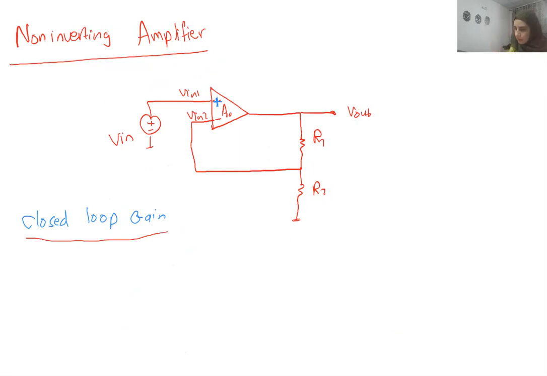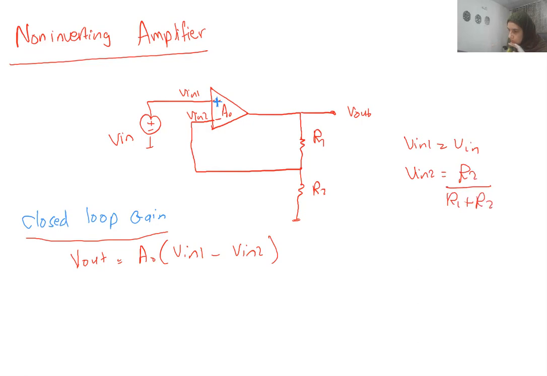We want to derive it with the same relation that V out equals A0 times Vn1 minus Vn2. Now I just want to find out how Vn1 is equal to Vn, and Vn2 is equal to what? How is it related to V out? It is related to V out through the voltage divider here, so Vn2 is R2 divided by R1 plus R2 times V out.